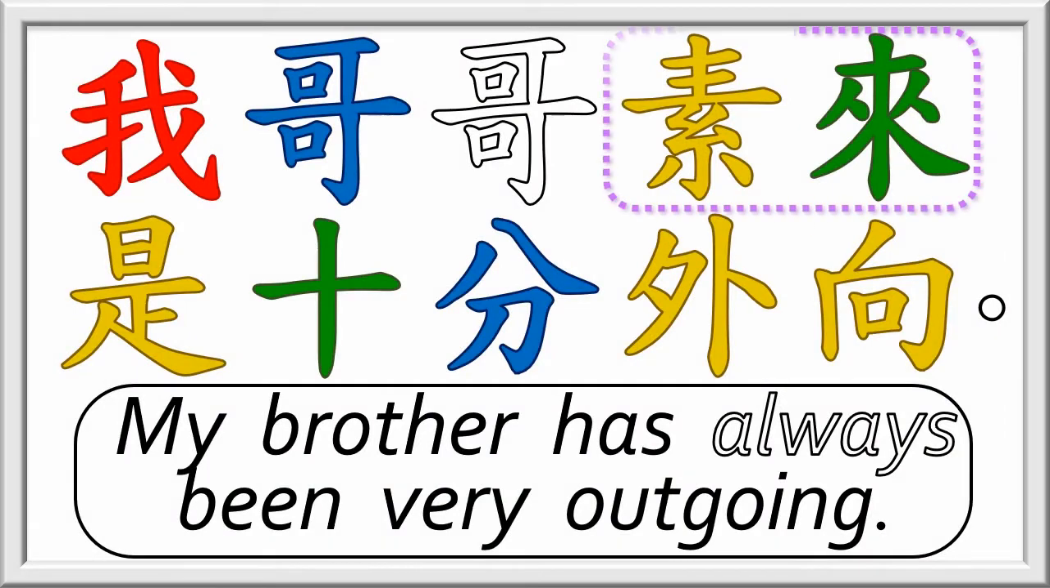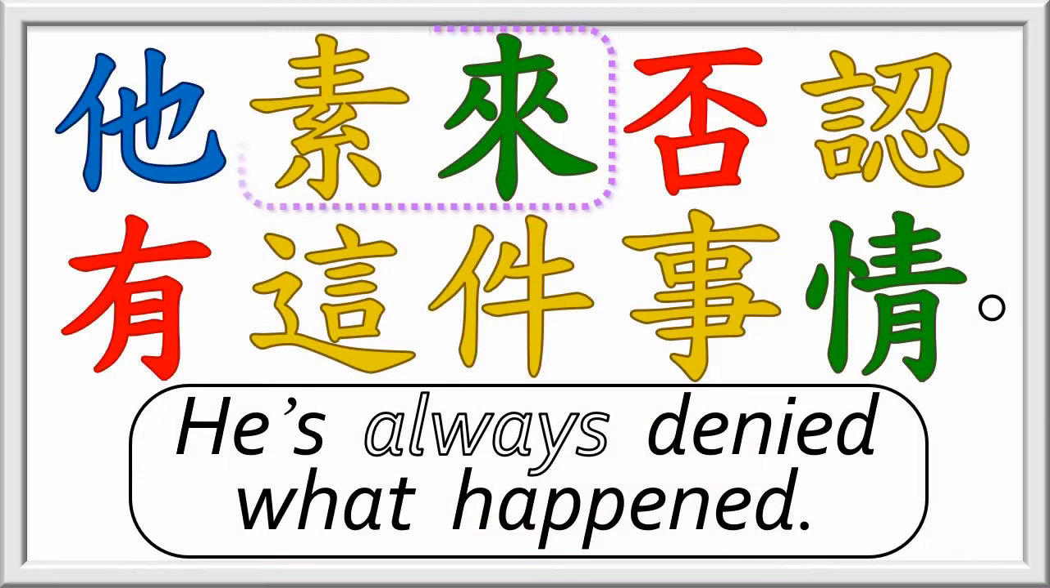Another way to express the adverb always, besides 一直 and 向来, is 素来, literally unchanged from the original state up to the present. 我哥哥素来是十分外向. My brother's always been very outgoing. 他素来否认有这件事情. He's always denied what happened.